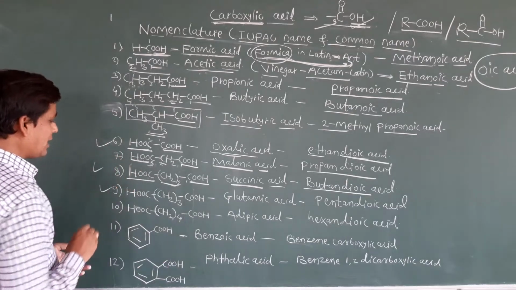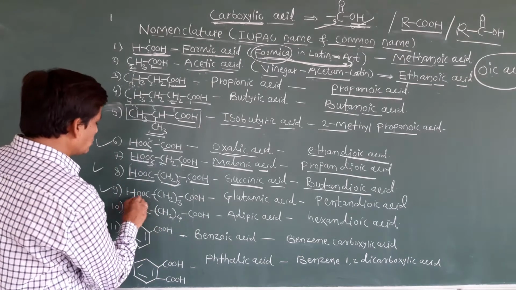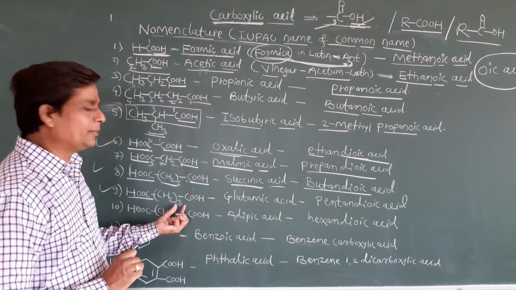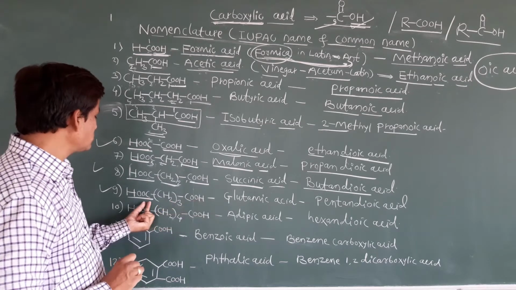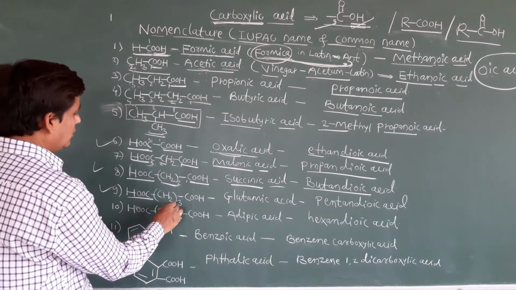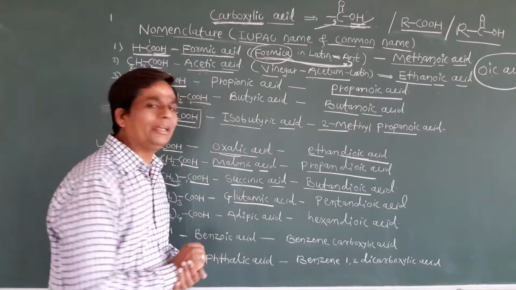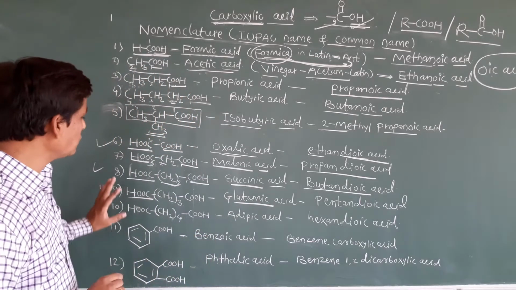So check the next example. So here also 2 carboxylic groups are attached, but CH2 here I have taken 3 times. CH2 3 times with COOH means total how many carbons here? Total 5 carbons. Okay, the common name of this compound is glutaric acid. What is the common name? It is glutaric acid.